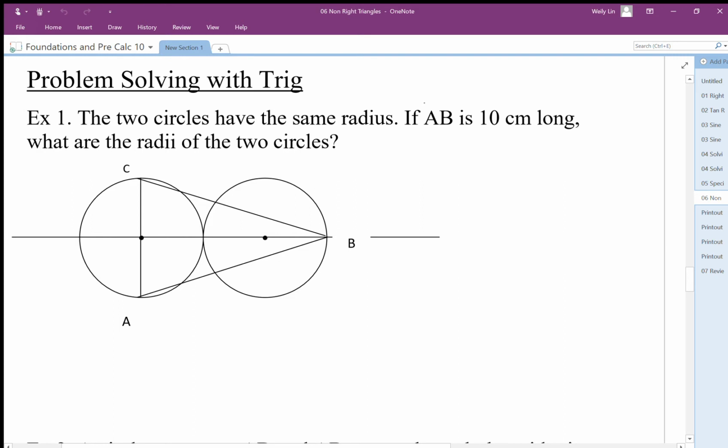So I'm just going to highlight that. Make sure that I keep track of that information. Okay, so this AB length here is 10 centimeters. And because of the symmetry of this diagram, we know that the other side must also be 10 centimeters. Okay, and again, whenever we have symmetry, we always want to apply the properties of symmetry.